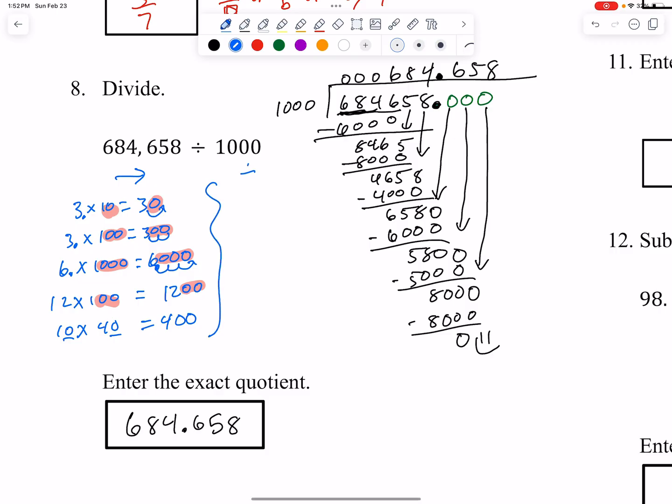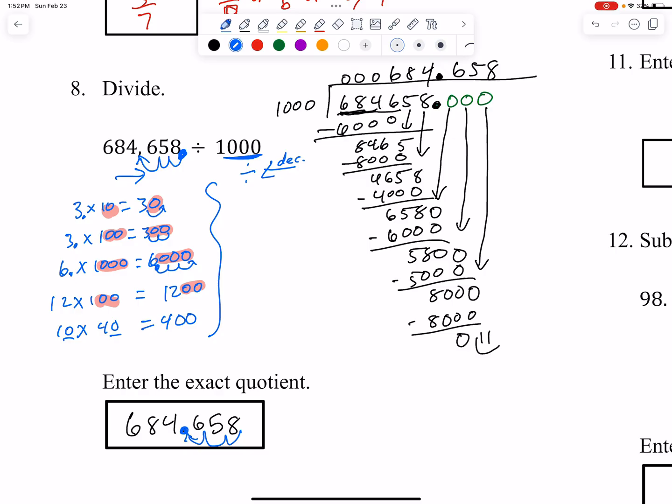Guess what happens when you divide? You move the decimal to the left. My decimal is always at the end of my number, and if I divide by 1,000, how many zeros is that? That's 3 zeros. So that's 1, 2, 3. And guess where I put my decimal place? Right there.